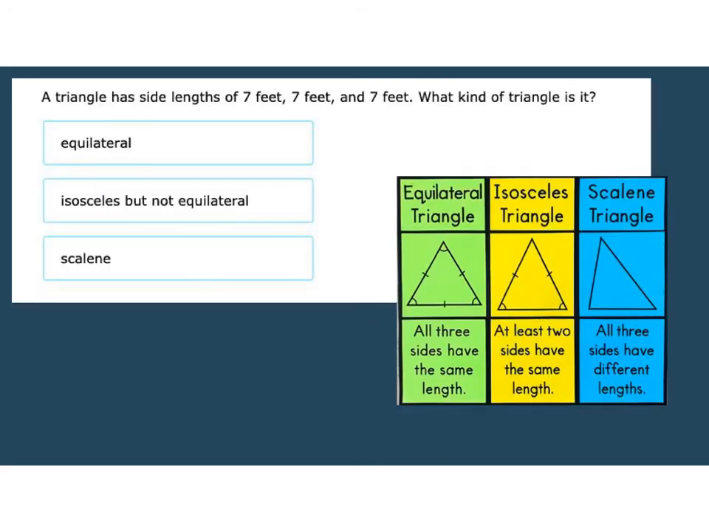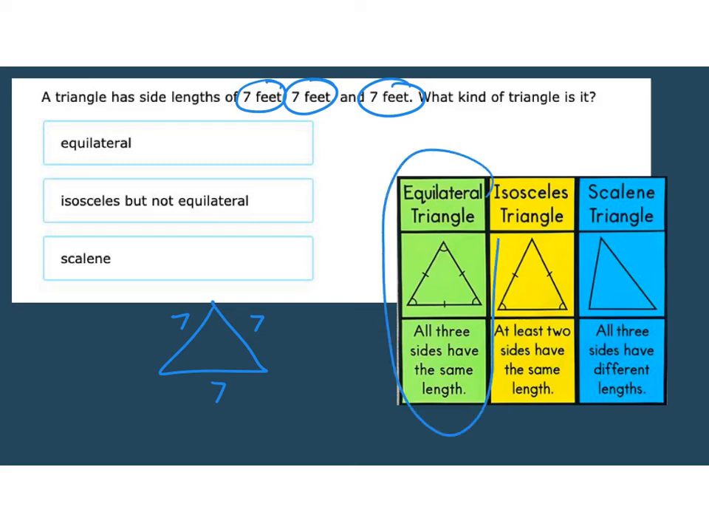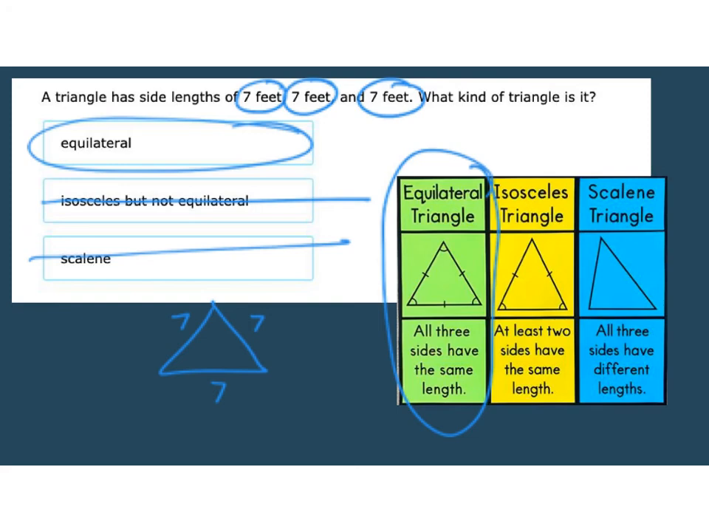All right, now we have to do some reading, and I'm going to circle the side lengths as we go through. A triangle has side lengths of 7 feet, 7 feet, and 7 feet. What kind of triangle is it? So I'm going to draw a triangle, and all three of the sides say 7. 7, 7, 7. So when we have all three the same, we have an equilateral. So we're going to cross out isosceles because there's more than two that have the same, and scalene because they're all the same. They're not all different. So that is the answer for that one.